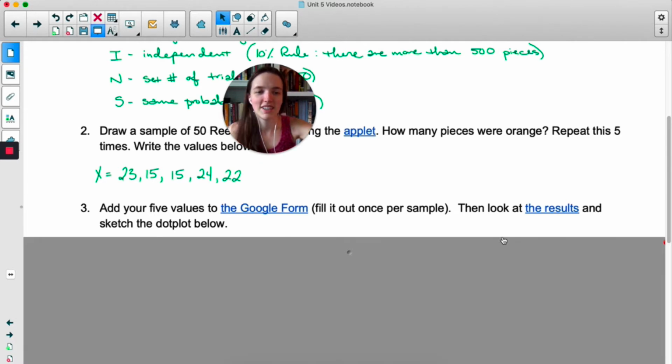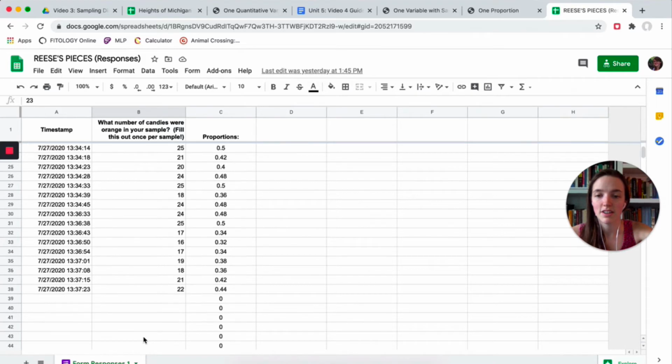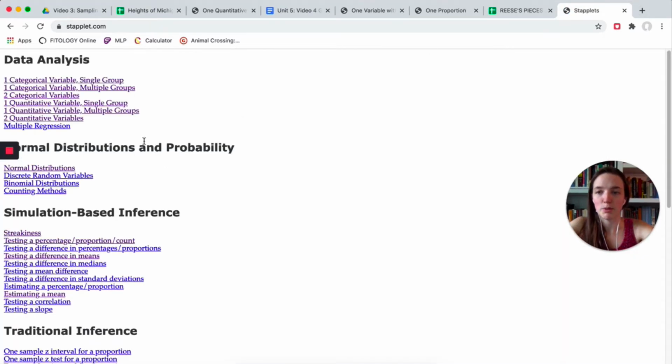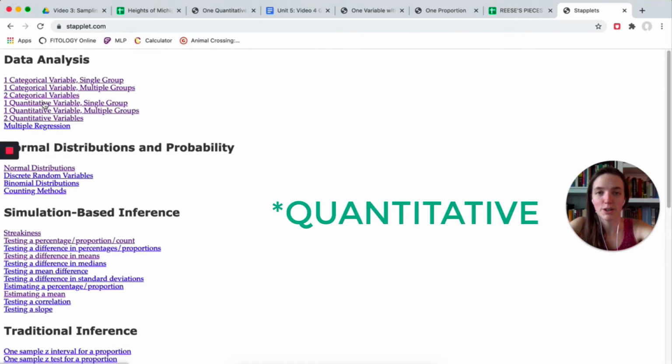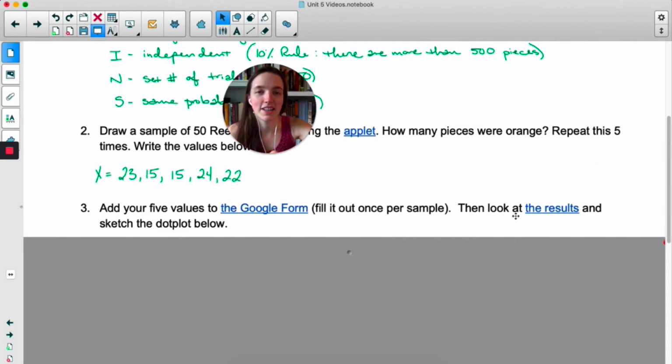You can do it. And then when you're done, click here to see the results and do a quick sketch of the dot plot. The number of candies can be found here. So you're just going to copy this and paste it into Statplet. To get the dot plot, when you go to Statplet, do one categorical variable. It's just a single group, and then just paste that data there. Then hit play, and I'll tell you what to do next.